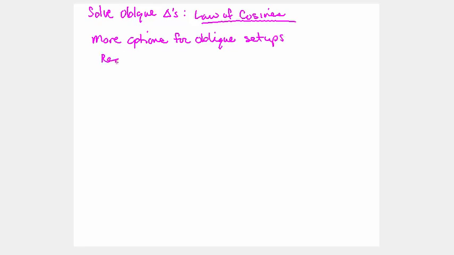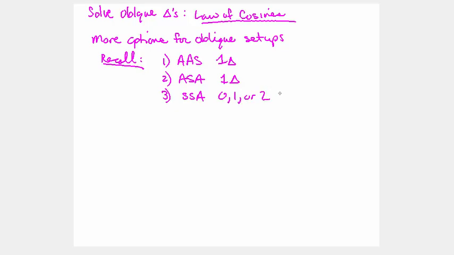Alright, so let's recall what we already know, which is we've talked about the case where you have angle, angle, side, and that gives you one possible triangle. We've talked about the case where you have angle, side, angle. That gives you also one triangle. And then we also talked about this third case, which is the ambiguous case, which is side, side, angle, which gives you 0, 1, or 2 triangles, depending on how they're set up. And all three of those cases all use the law of sines.